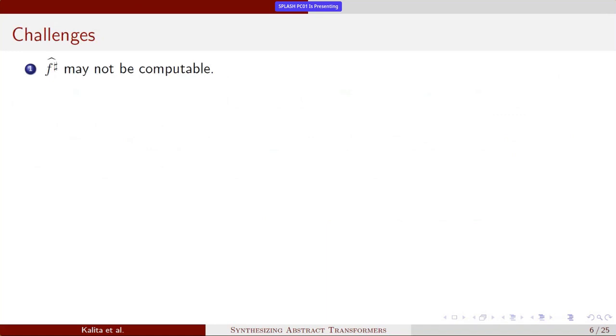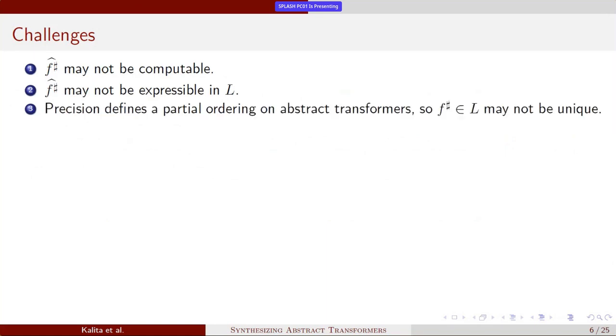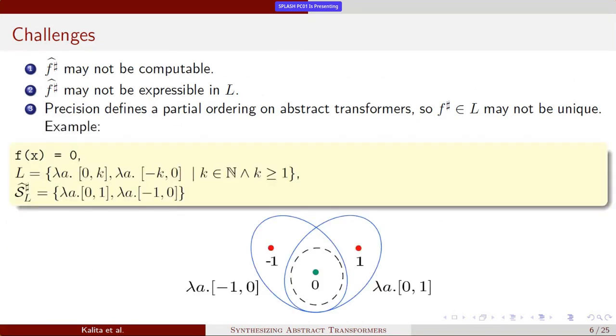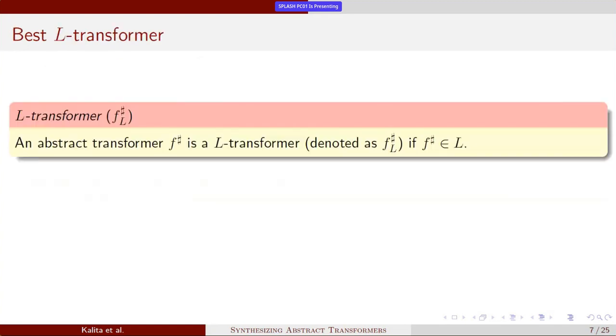Now, what are the challenges in this problem? The problem is that this F sharp hat, the best abstract transformer, may not be computable. It might not even be expressible in terms of the language we give to the system. The precision of these transformers forms a partial order, and there might be many solutions. The F sharp hat might not be unique. You can come up with a trivial example where there exists more than one best and sound abstract transformer.